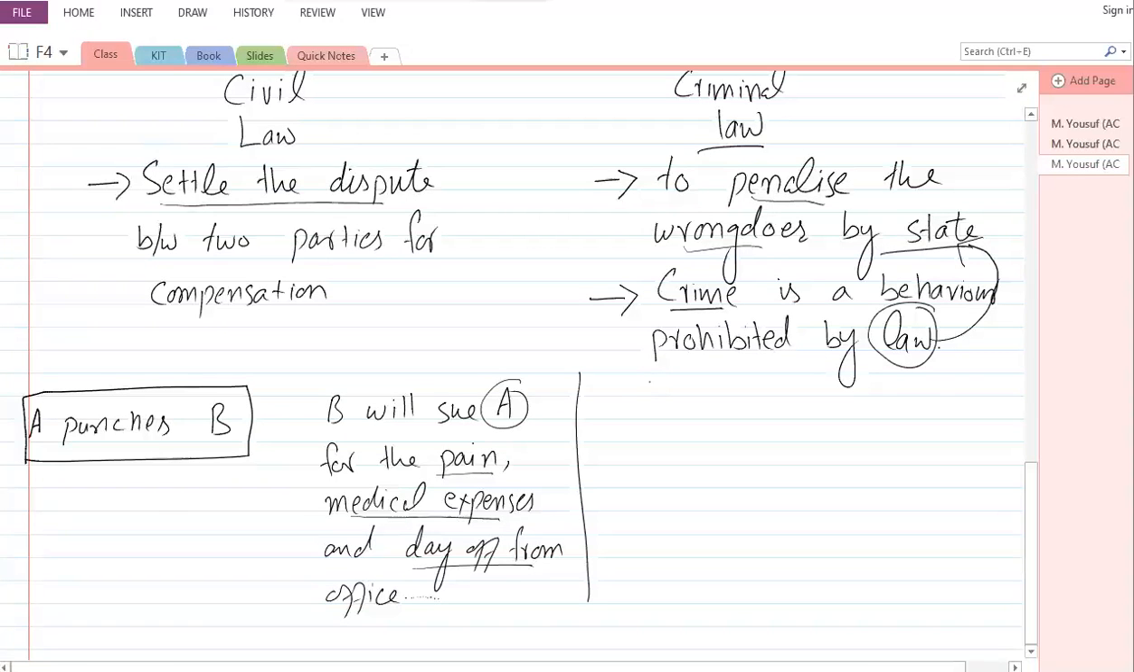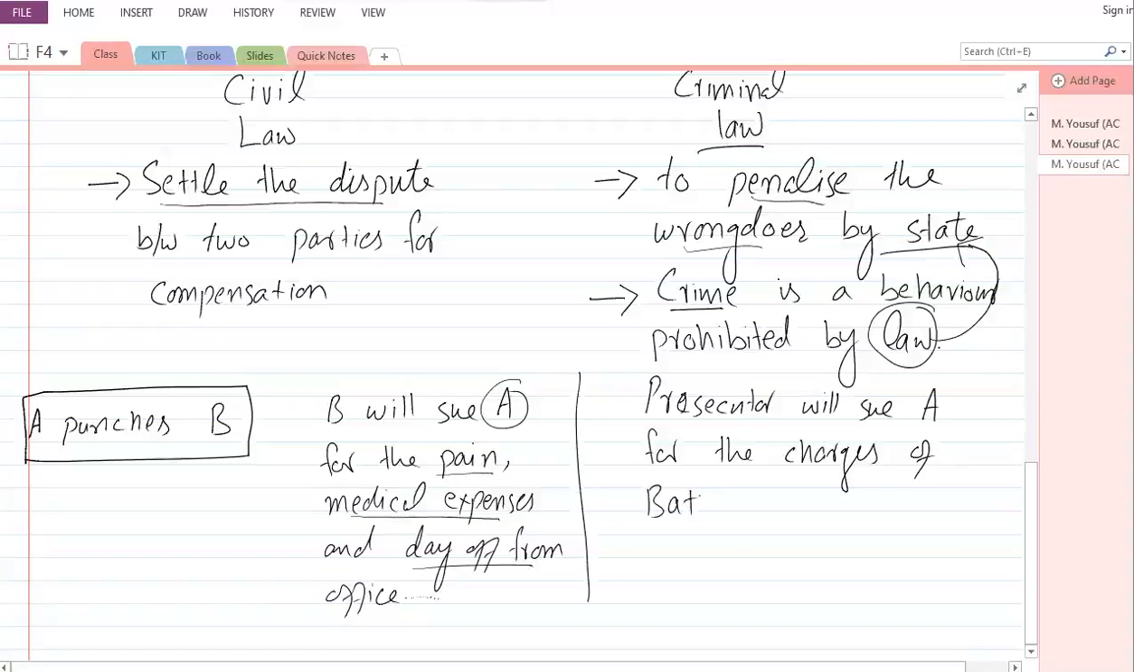So the law will create it like that: the prosecutor will sue A for the charges of battery. We will study this term battery in chapter 3.